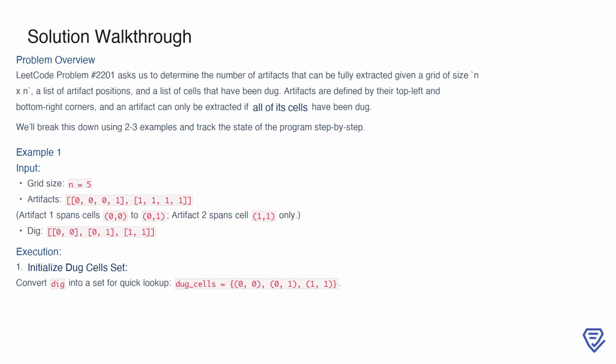To break this down, let's start with a grid of size 5, where we have two artifacts. The first artifact spans horizontally from cell 00 to 01, and the second artifact is a single cell at 101. The cells that have been dug are 00, 01, and 11. First, we'll convert the list of dug cells into a set for quick lookup. This gives us a set of coordinates 00, 01, 11. This setup ensures we can efficiently check whether each cell of an artifact has been dug.